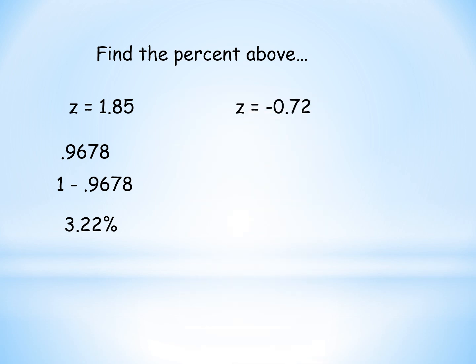Same thing's going to happen if you're on the negative side. You're still going to do the same thing. You'll look up your z-score, you'll subtract it from 1, and you'll get your percentage. So you can go ahead and look that one up and make sure you get this answer.